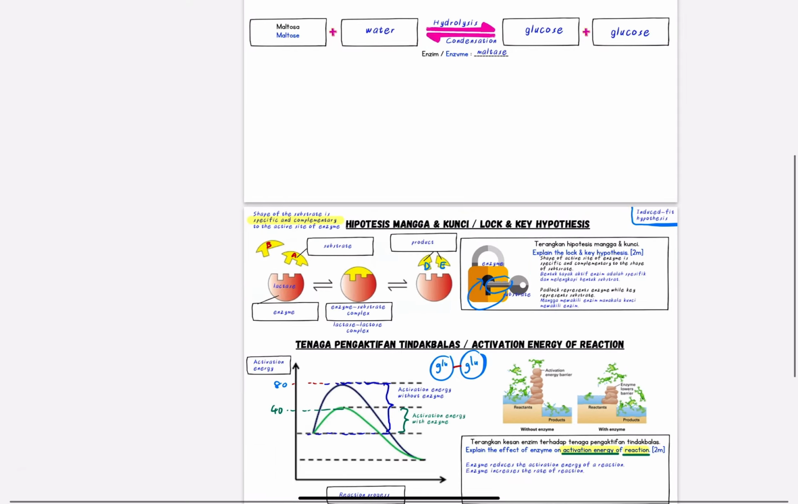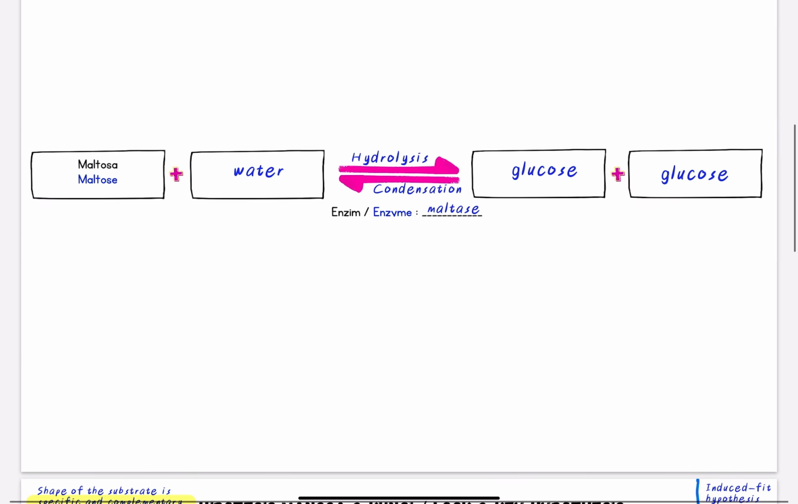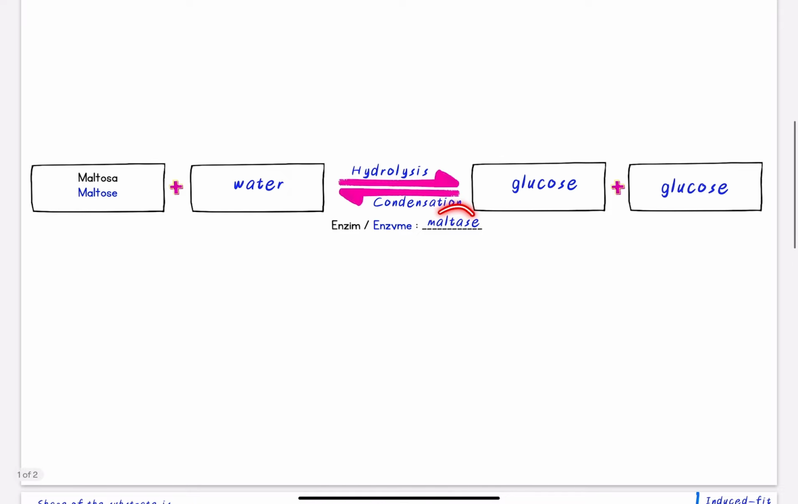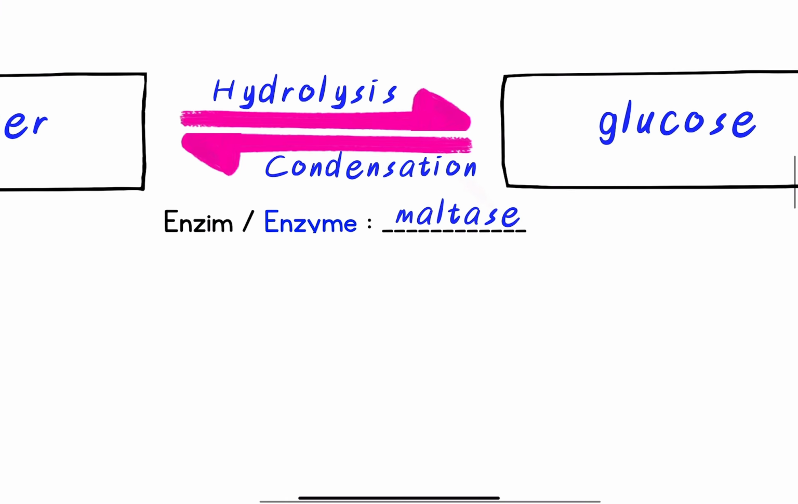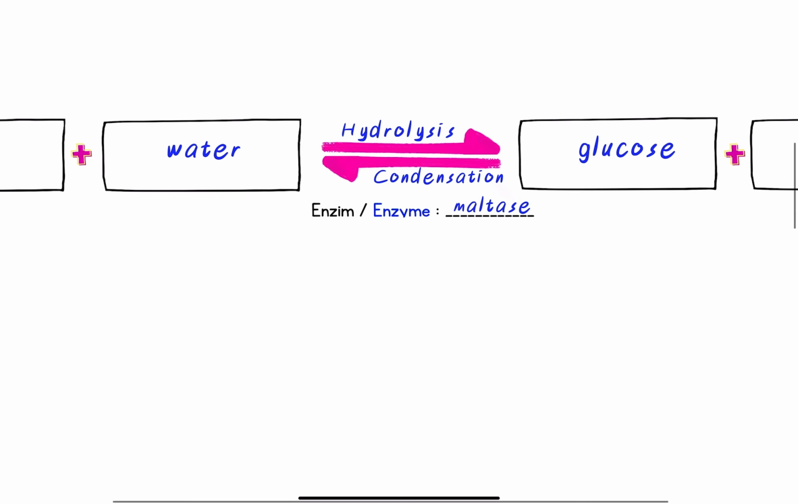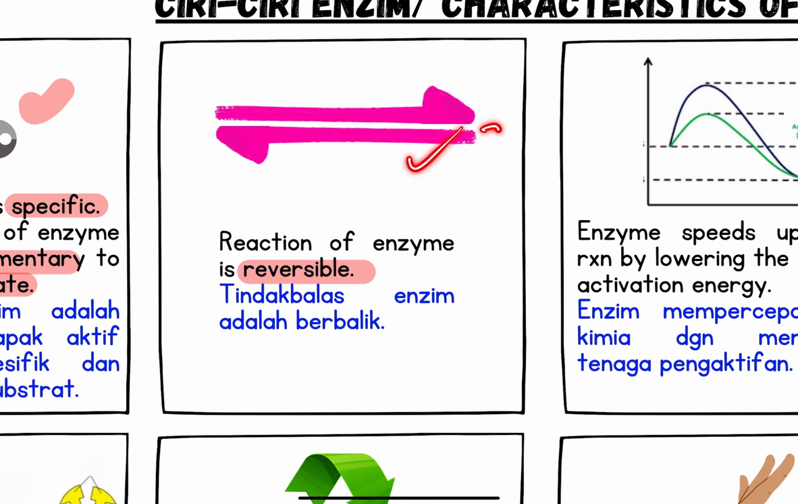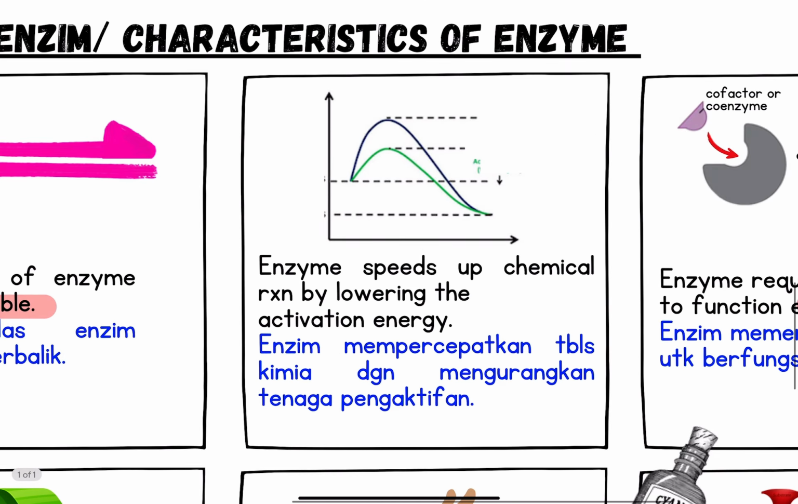For example, we learn hari tu kan, macam contoh maltase. Maltase can catalyze the forward reaction, hydrolysis. It can also catalyze the backward reaction, condensation. This one adalah enzyme could be either one. Awak kena be careful lah, tengok which one is hydrolysis, which one is condensation. Done for number 2. Let's go to number 3.